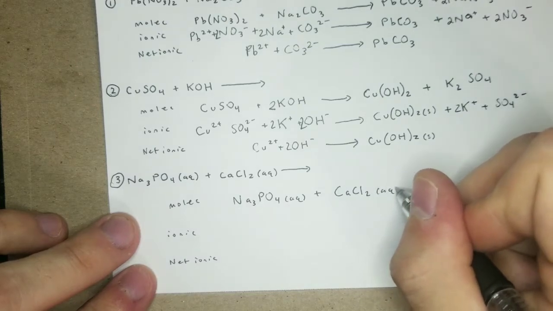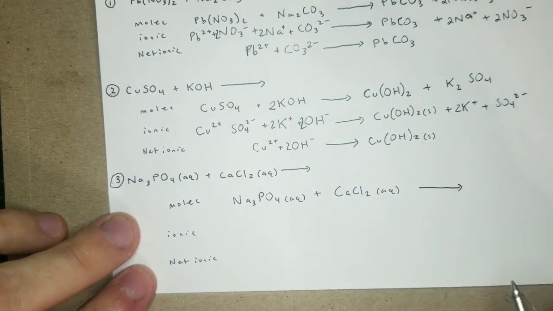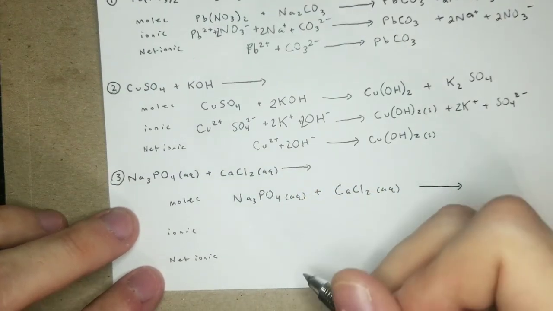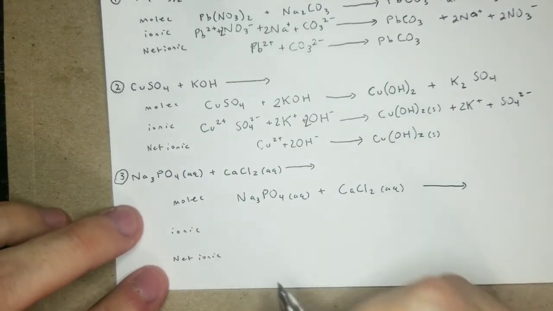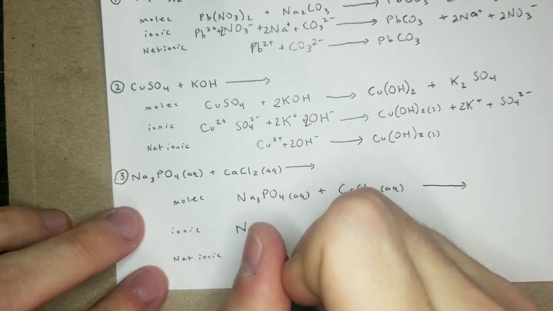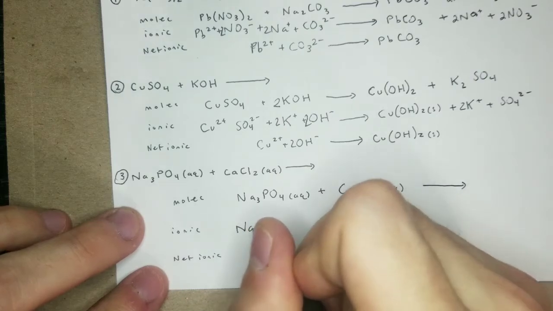CaCl2, aqueous. Again, leave some space. What I like to do first, like I said previously, just write the charge and then worry about the exponents after. So Na is always going to be the 1 plus.